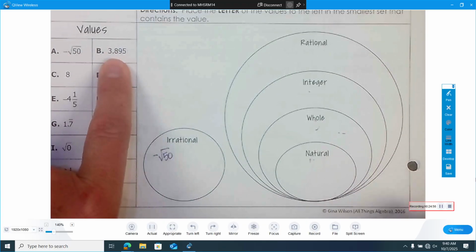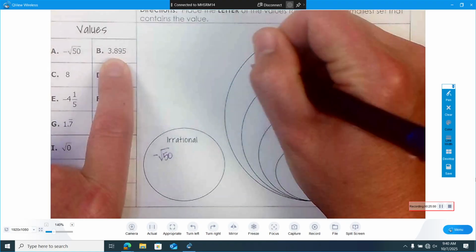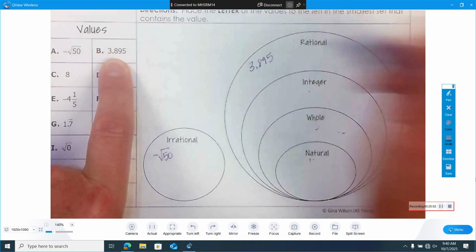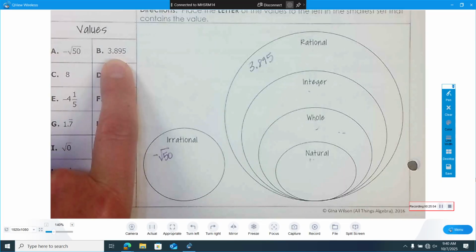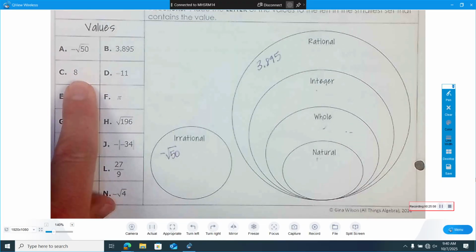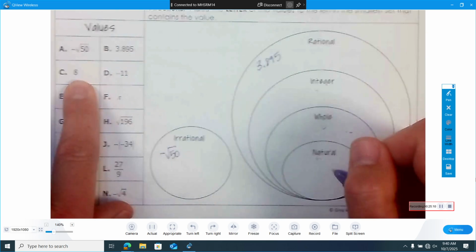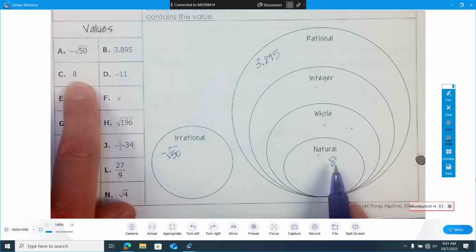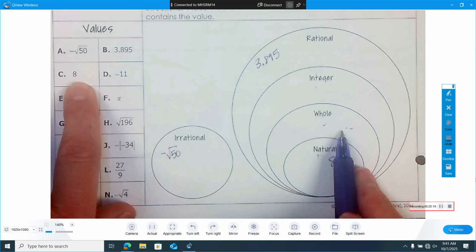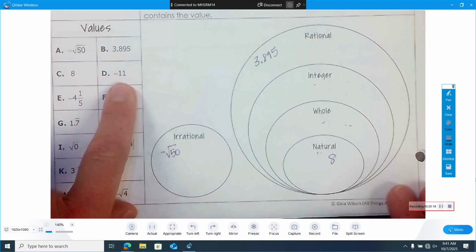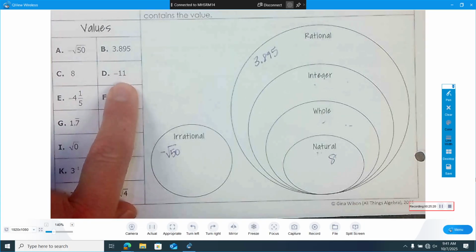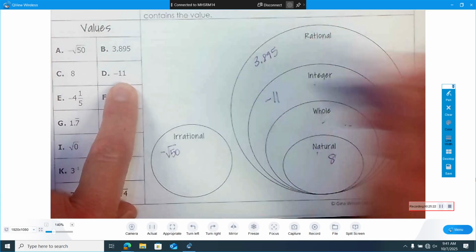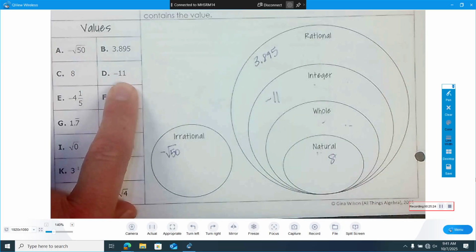So negative root 50 goes in the irrational. All right, what about 3.895? Is that an okay decimal? Yes, so it goes in the rational. It's not crazy. It's okay. All right, where does 8 belong? Natural number. That's where it first appears, and it's part of all of these. Where does negative 11 first appear? Integers, since it's negative.